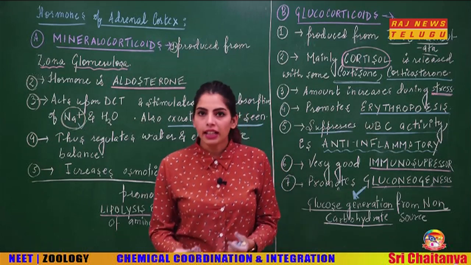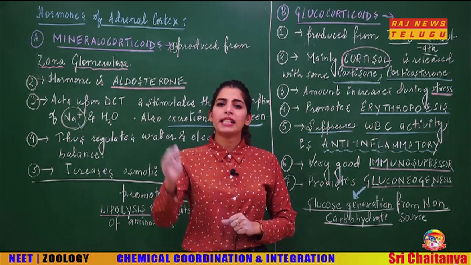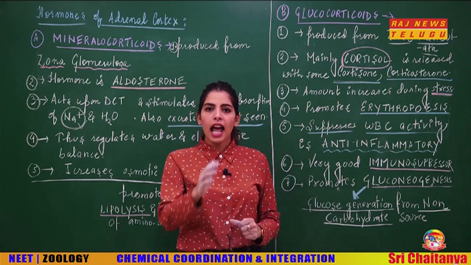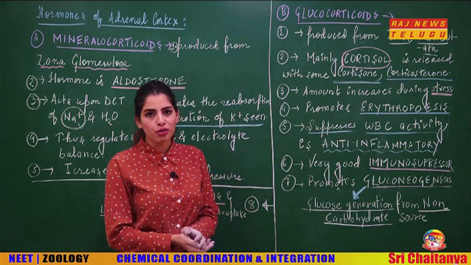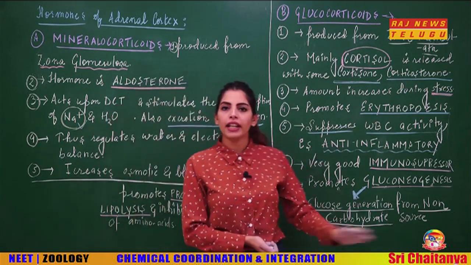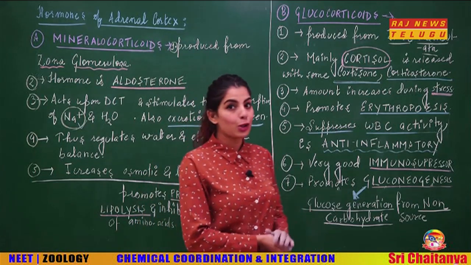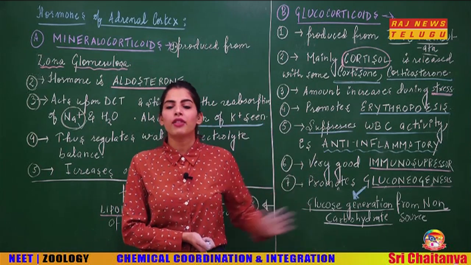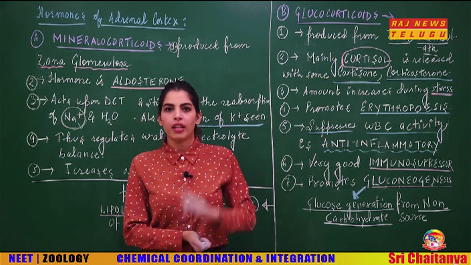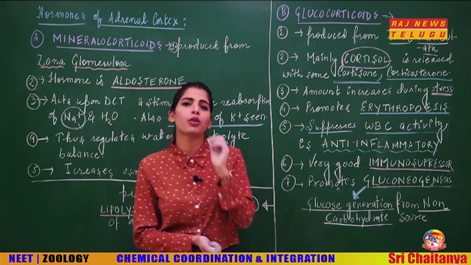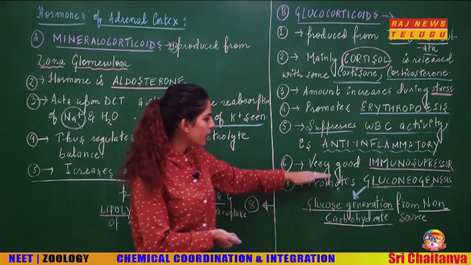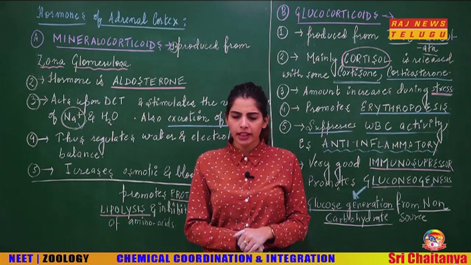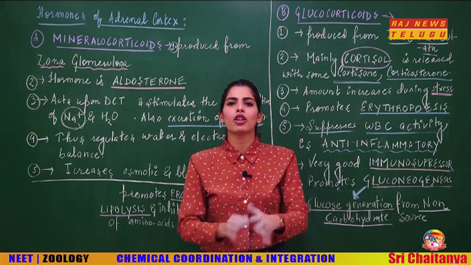Formation of RBC is increased, but the WBC activity, the white blood cell activity, is suppressed. And it is very, very important to note that cortisol has an anti-inflammatory effect. It is not causing inflammation. It is acting as an anti-inflammatory agent. Cortisol is a very, very good immunosuppressant. I have written it here. It's a very good immunosuppressant. What do you mean by immunosuppressant? It is going to suppress your immune system.